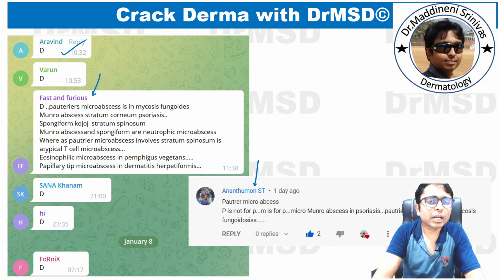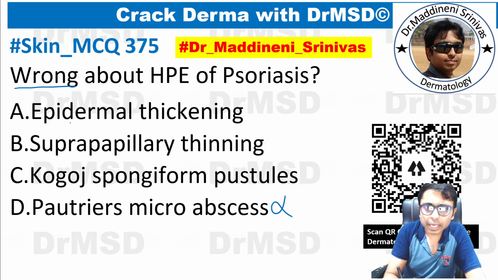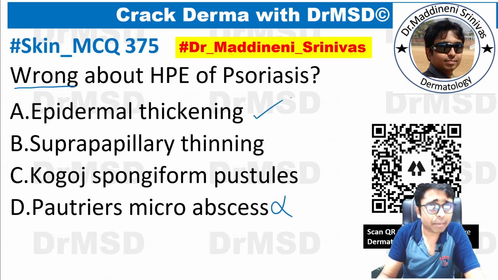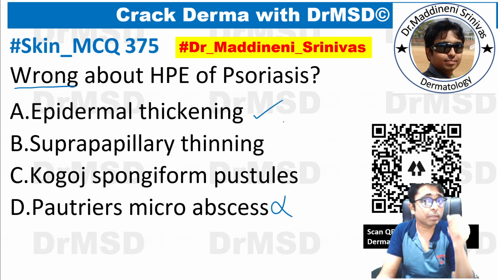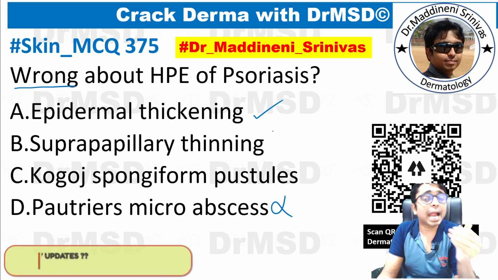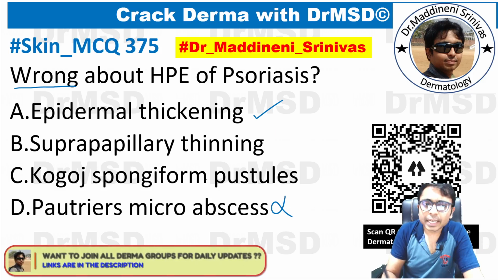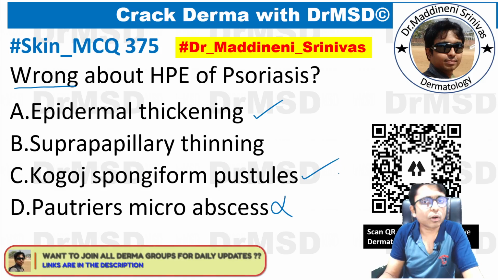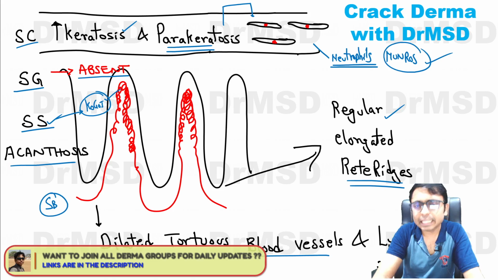Okay, so now let us see the options again. Epidermal thickening, yes, it can be seen. We have already seen stratum corneum and stratum spinosum thickening was mentioned in the form of hyperkeratosis and acanthosis respectively. And spongiform pustules of Kogoj, yes, this can also be seen. And what is this option B, supra-papillary thinning? Supra-papillary thinning is very simple.